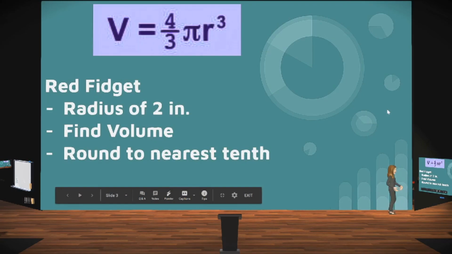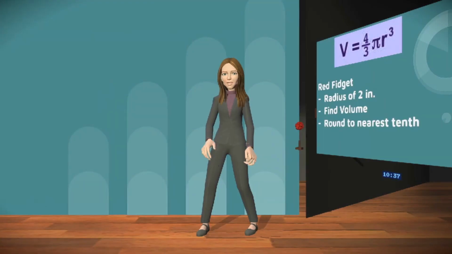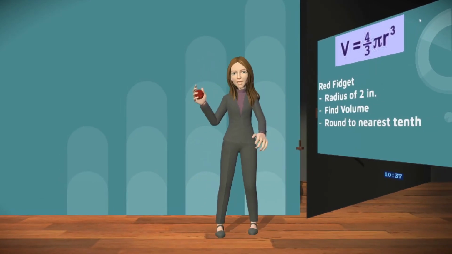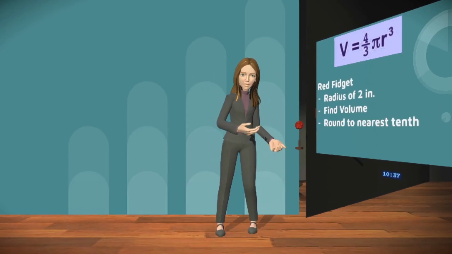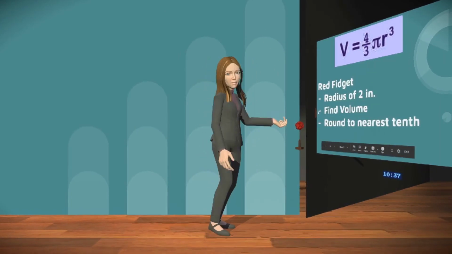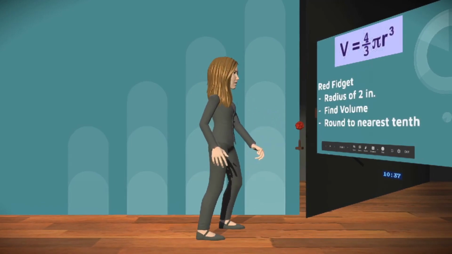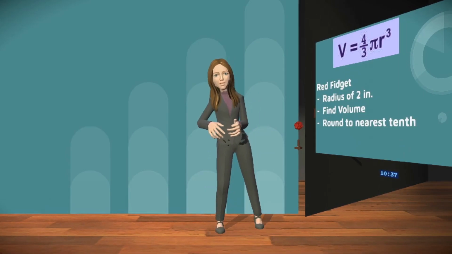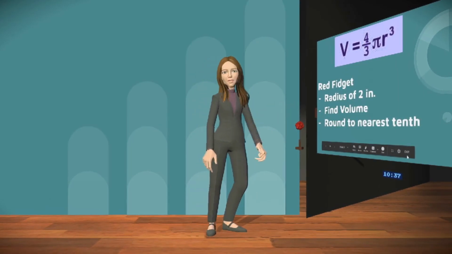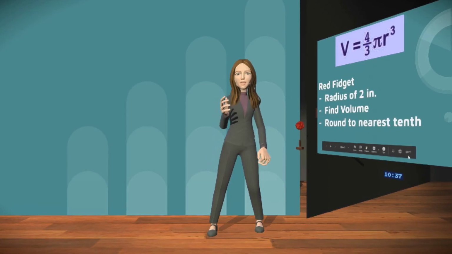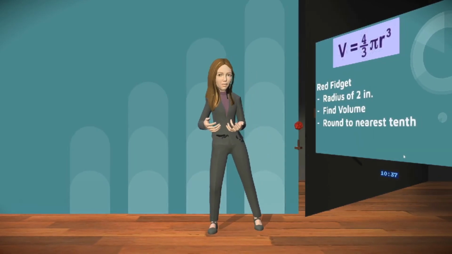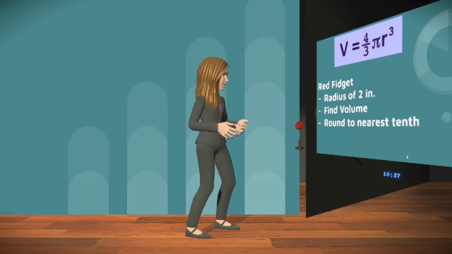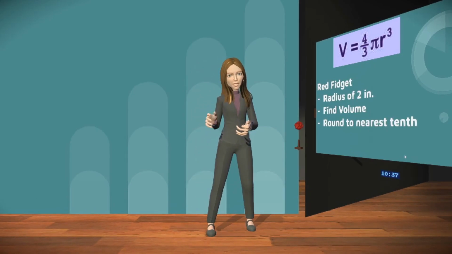All right, so let's do an example here. Remember, we have the red fidget here in the room, and we can just take this and throw it out, and it's going to come right back to us. If we were to measure this fidget, it would be 2 inches for its radius. Okay, and that makes the diameter all the way across 4 inches. So if you have a radius of 2 inches, then we are going to take that radius and cube it. 2 times 2 times 2, what do you get? Absolutely, should be 8. 2 times 2 is 4, 4 times 2 is 8.